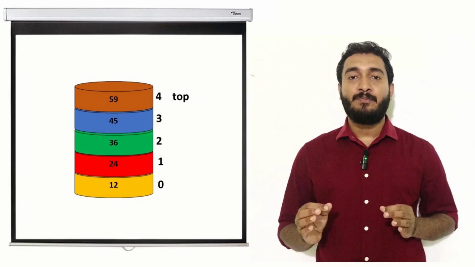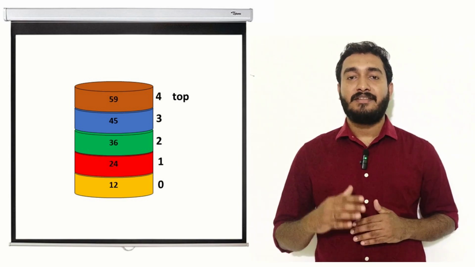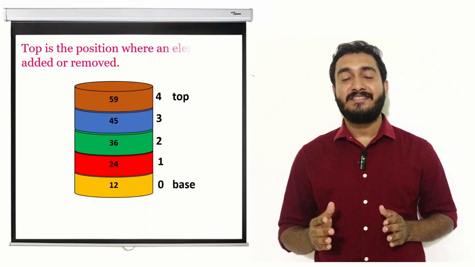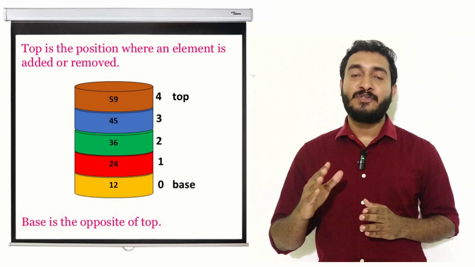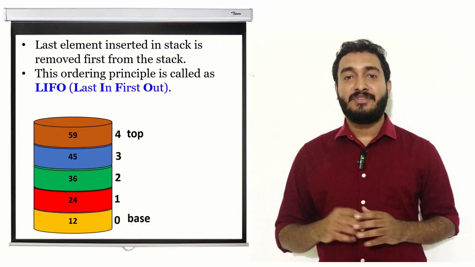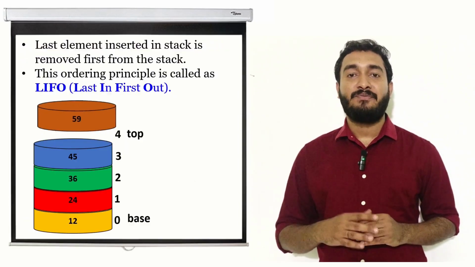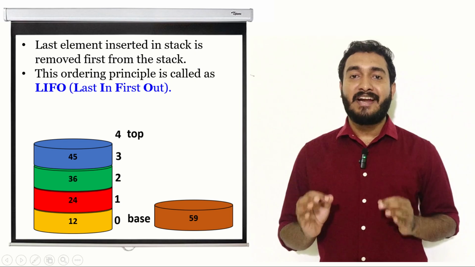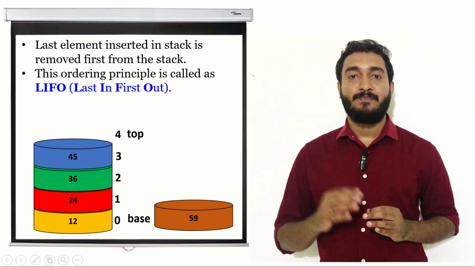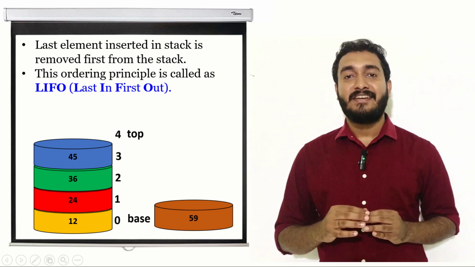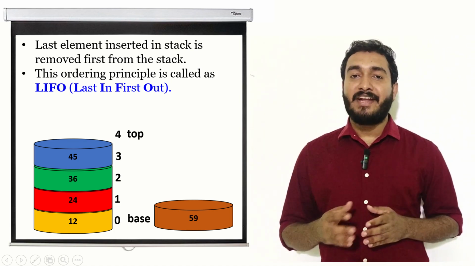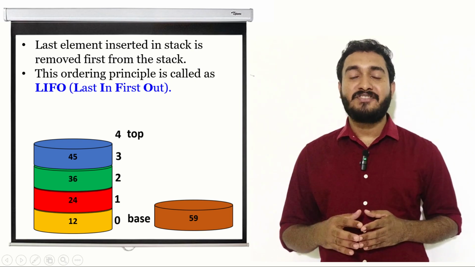So here what is the value of top? Top is 4. The opposite of top is called as base. So here what is base? Base is 0. So which element is at the topmost position? We have the element 59 at topmost position. So that can be removed first from the stack. So which element we are adding to the stack last, that element will be removed first. This ordering is called as LIFO, last in first out. So in this example we can remove 59 first from the stack.